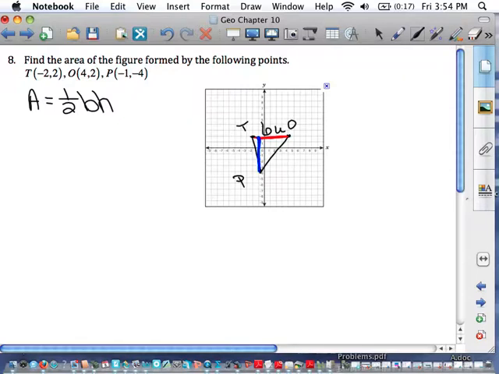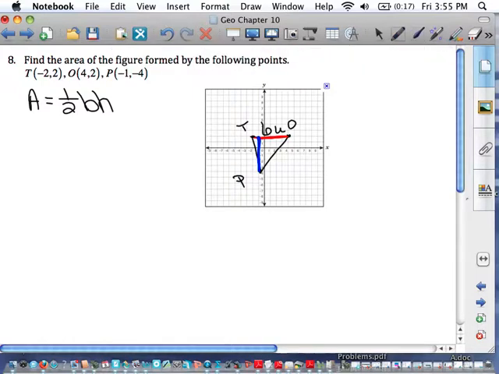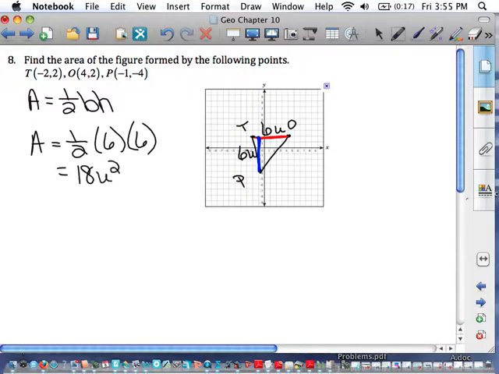So I can just make sure, the key here is that you make sure you construct that perpendicular to the base. So then I can count those units, and that is 6 units also. So I can just substitute those into the formula. The area is equal to 1/2 the base times the height, which is 36 divided by 2, so 18 units squared.